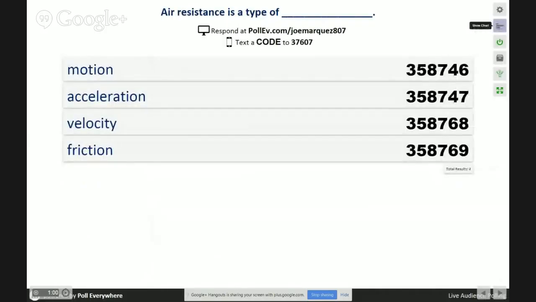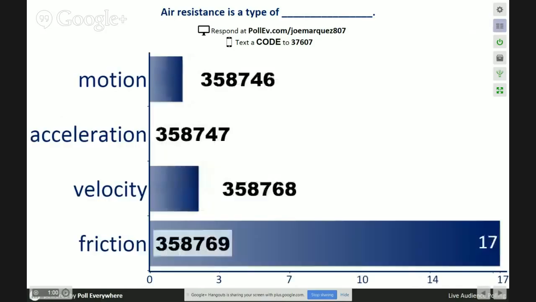Air resistance. I wouldn't trust that answer. Air resistance is a type of what? Is a type of what? Okay, there's 20. Let's see if we got it. Friction. Good.